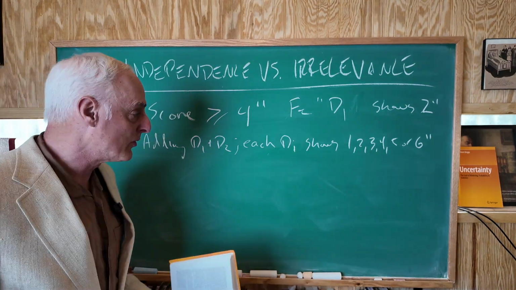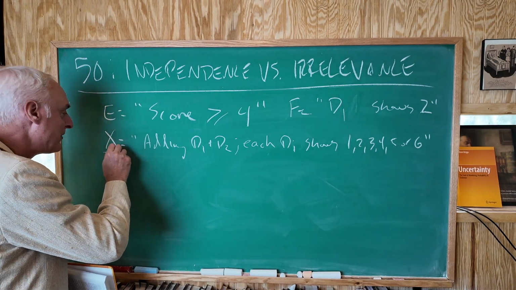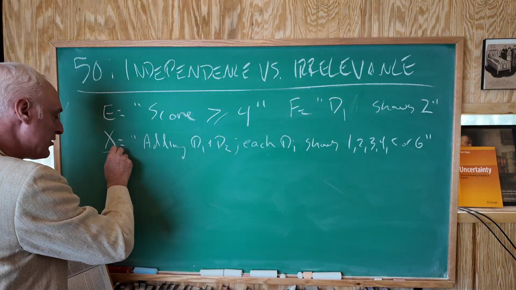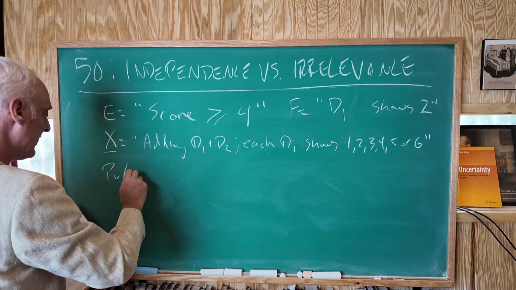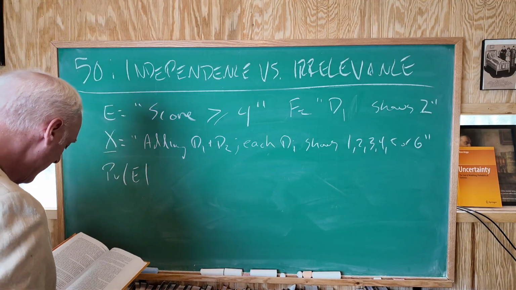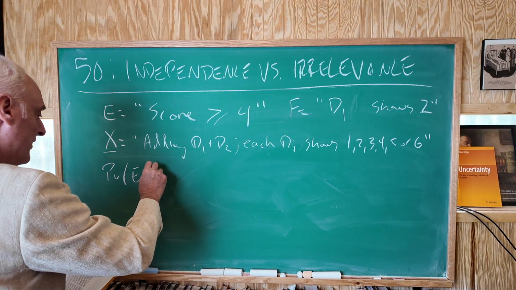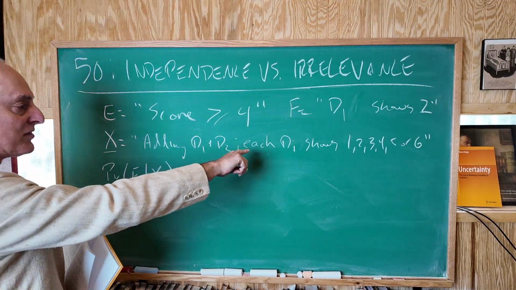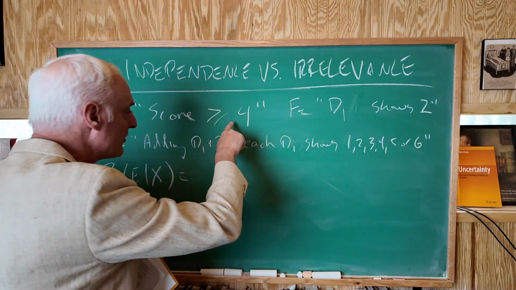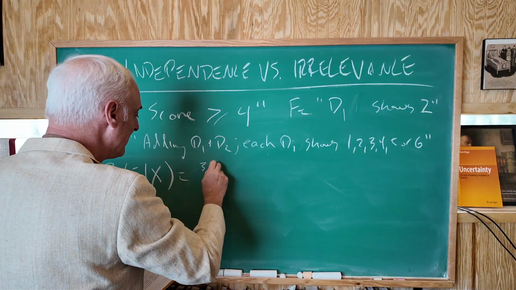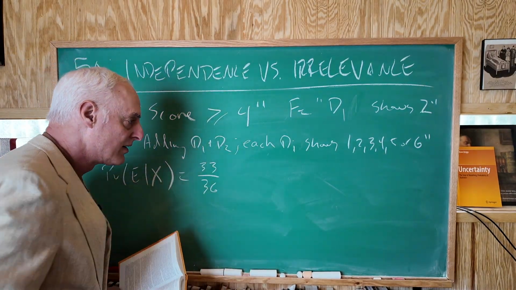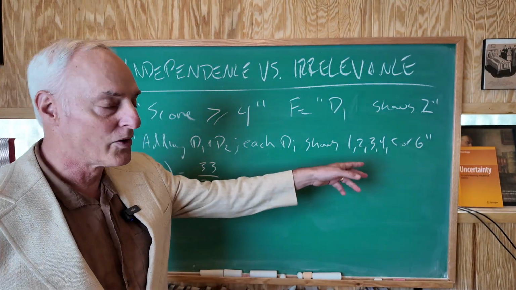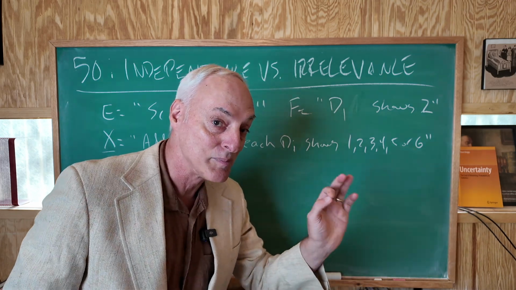Now we're in town. We have something that ties E to F. We have some additional information that we can calculate. Now we can calculate the probability of E given X. We can add 2 devices and each shows 1, 2, 3, 4, 5, or 6, and we want to score greater than 4. Well, that's easily seen to be 33 over 36 possibilities. I'm not going to spell them all out. These are similar to dice.